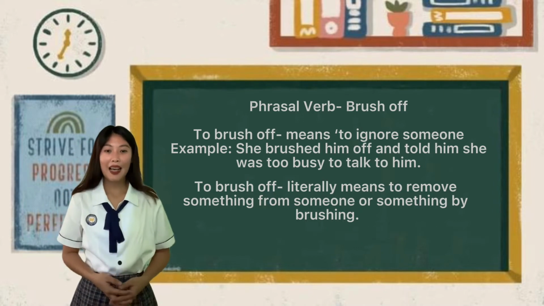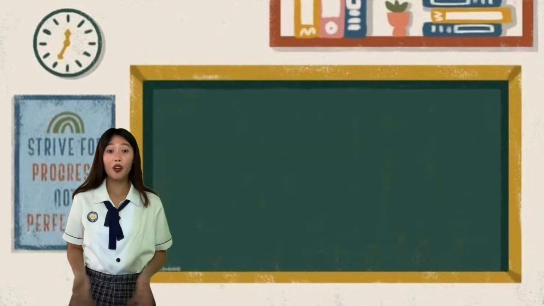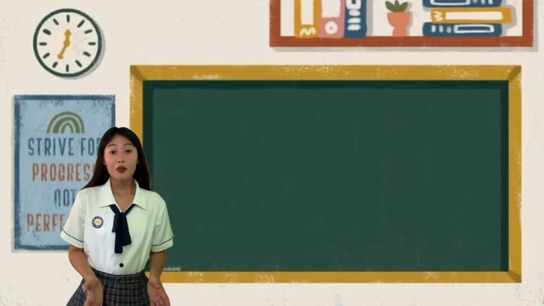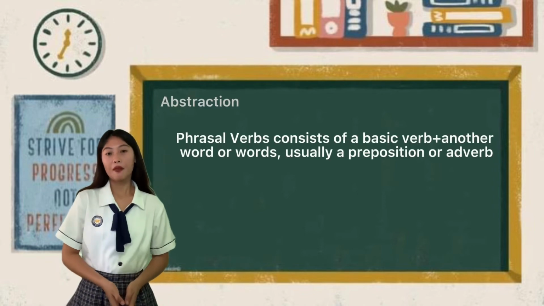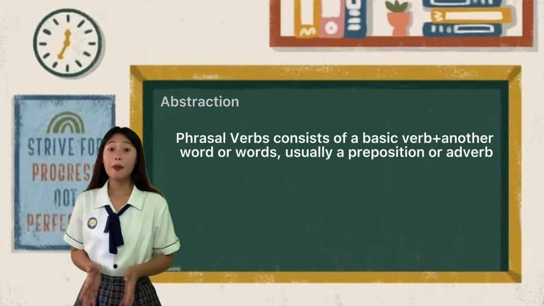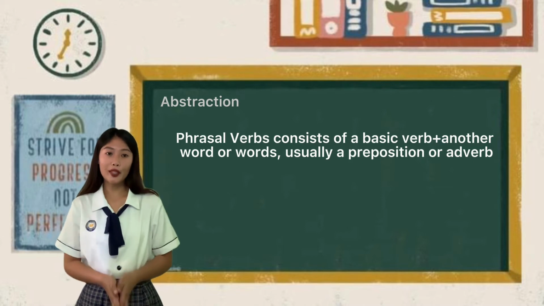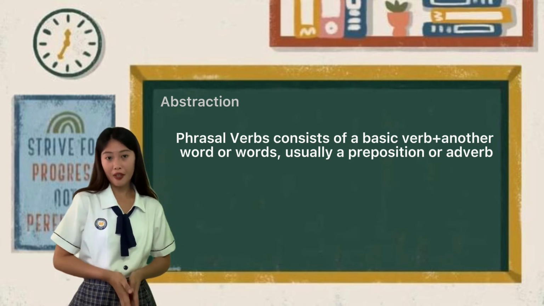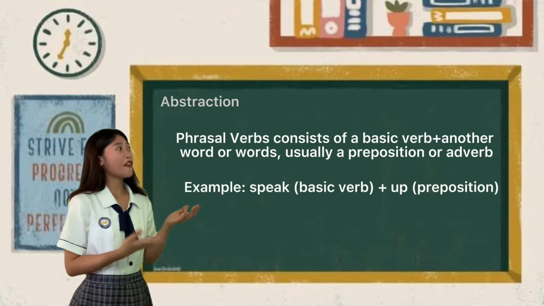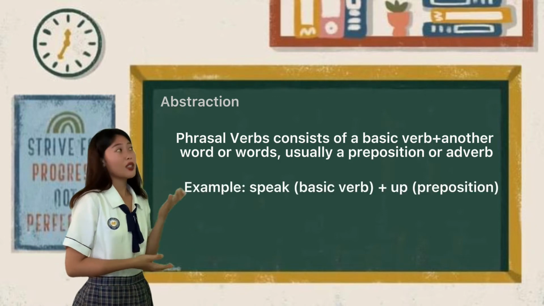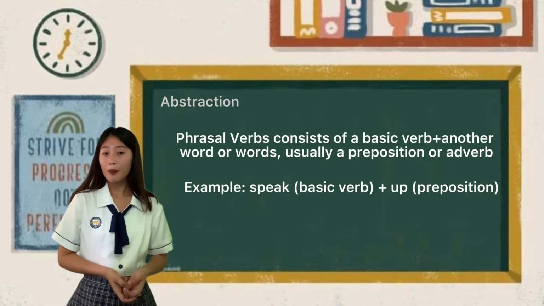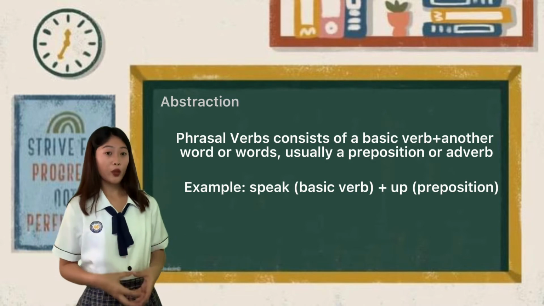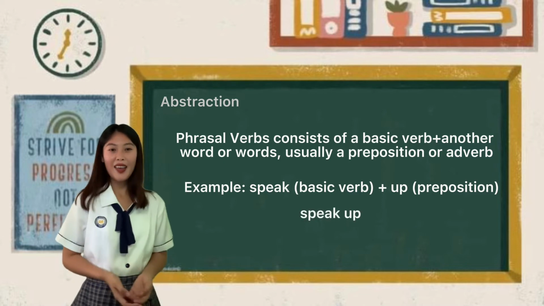So that is our analysis for today, and we can formally now proceed to the discussion. So what are phrasal verbs? Phrasal verbs consist of a basic verb and another word or words, usually a preposition or an adverb. For example, we have here speak, which is a basic verb, and up, which is a preposition. When you combine them, we form a word which is speak up, right?